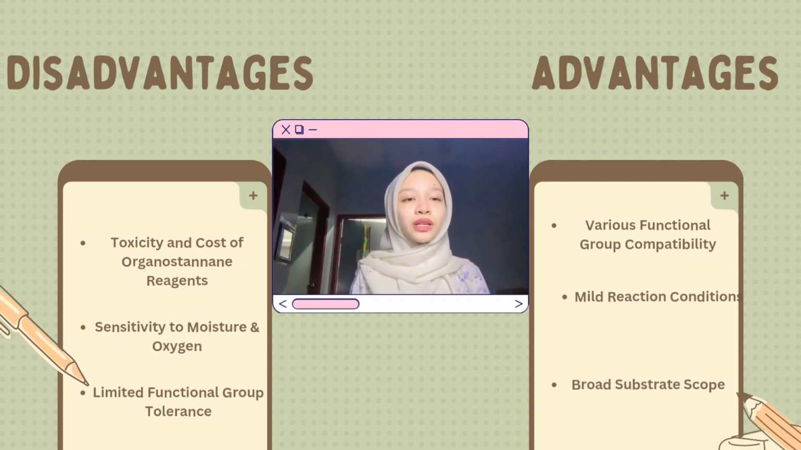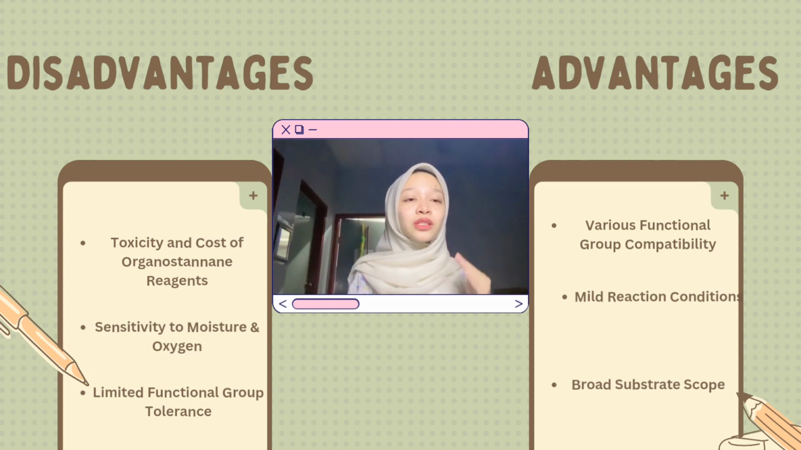Disadvantages of Stille cross-coupling reaction: first is toxicity and cost of organotin reagents. Organotin reagents used in the Stille cross-coupling reaction can be toxic and expensive, which requires caution and proper handling. Second disadvantage is sensitivity to moisture and oxygen. The Stille reaction is sensitive to moisture and oxygen, necessitating careful exclusion techniques to avoid side reaction or catalyst degradation. Third is limited functional group tolerance. Certain functional groups may limit the success of the Stille reactions, requiring careful substrate selection and optimization.